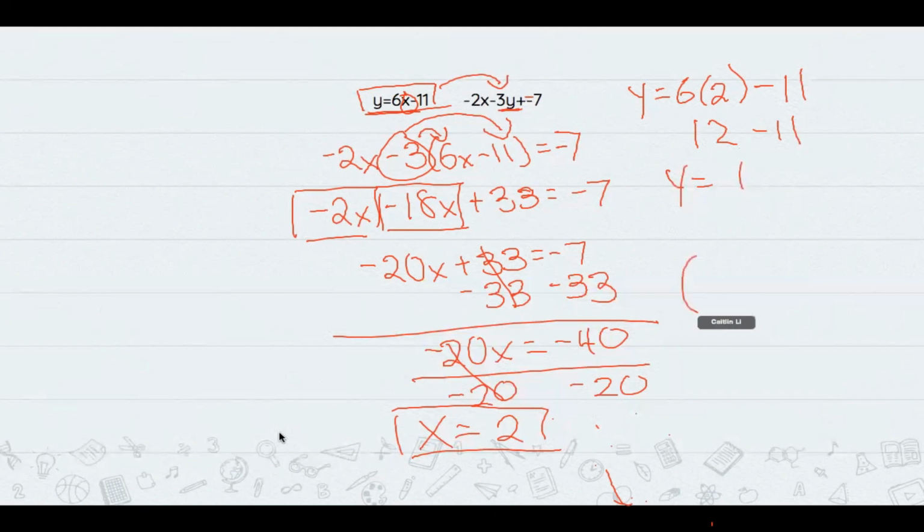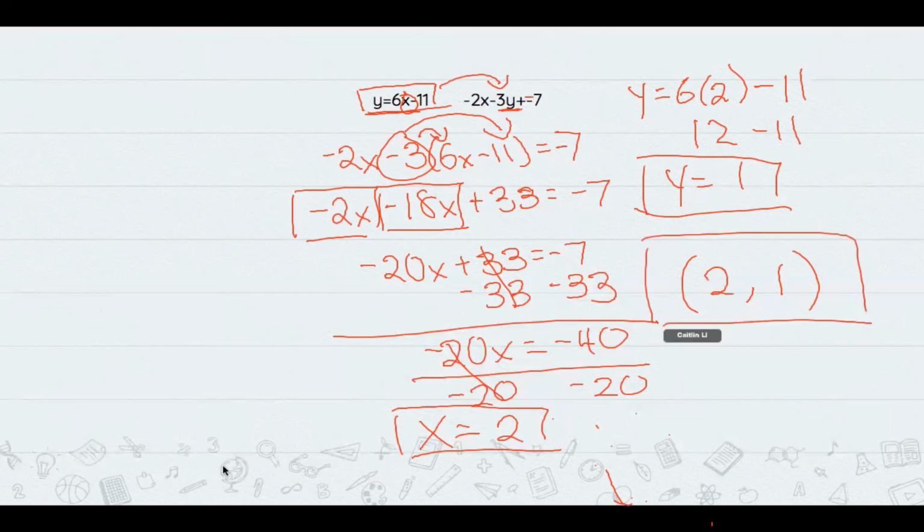And now we put it into our coordinate form, which would be x and y. So x would go first, which is our 2, and then y will go next, which is our 1. And this would be our coordinates, and that's our final answer.